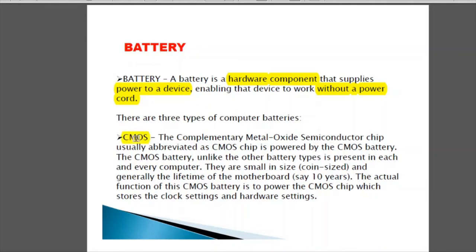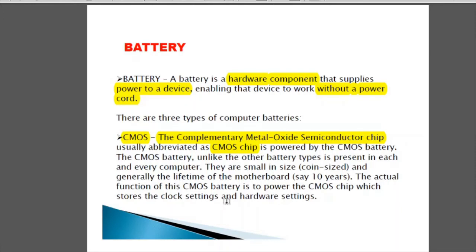First is CMOS, that is the complementary metal oxide semiconductor chip, or you say CMOS chip. Now it is powered by the CMOS battery. The CMOS battery, unlike the other battery types, is present in each and every computer. They are small in size and generally last the lifetime of the motherboard, say 10 years. The actual function of the CMOS battery is to power the CMOS chip which stores the clock setting and hardware setting.